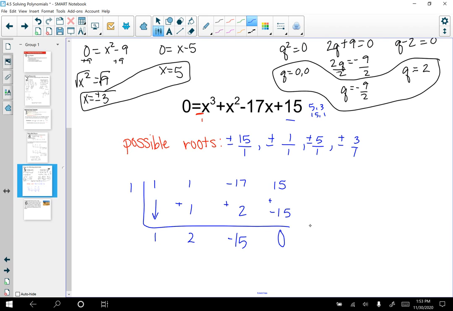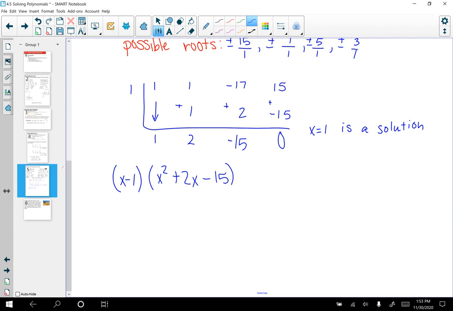So I know that x equals 1 is a solution, which means x minus 1 is a factor. And then I'm left with x squared plus 2x minus 15. Now I have a quadratic in this second part, so I can go ahead and factor that. I know that factors as x and x, and then I look at 15 again. 15 and 1 or 5 and 3. Like I said, I like to break it down as much as I can.